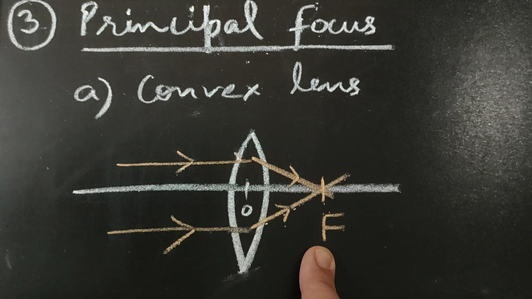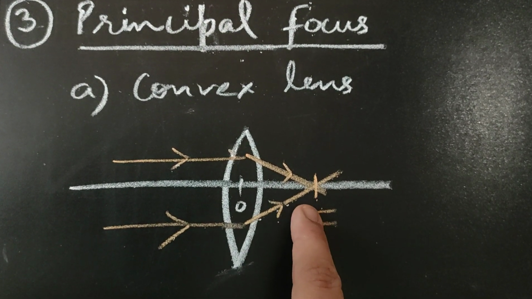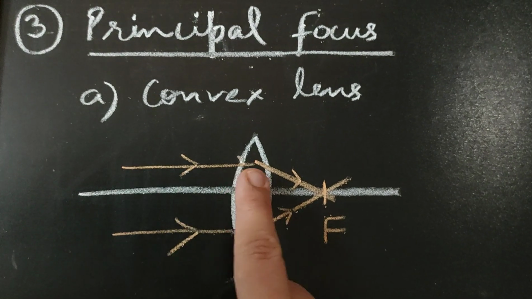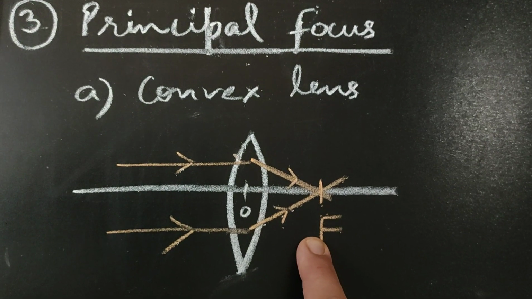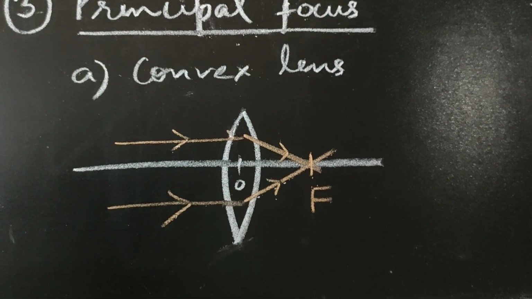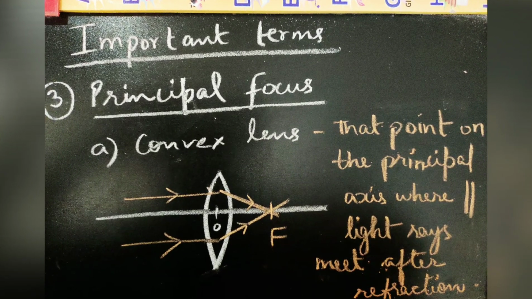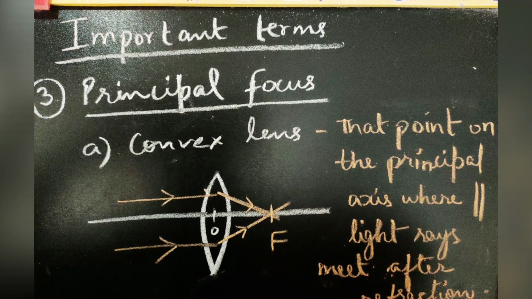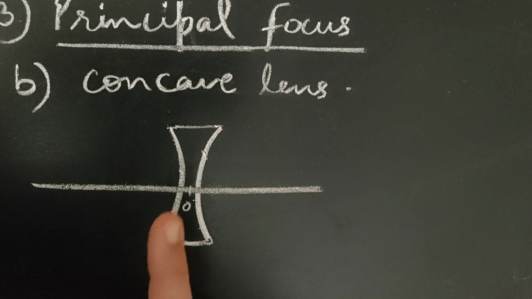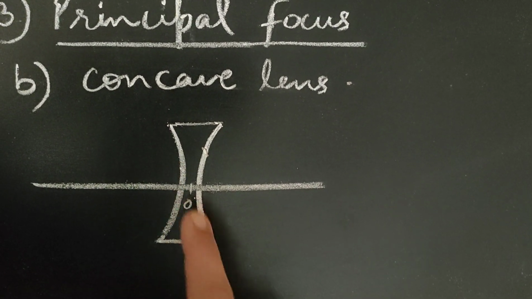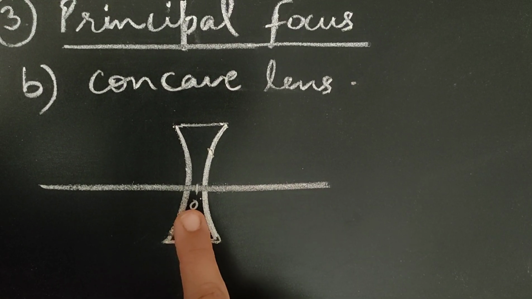I again repeat, we define the principal focus of a convex lens as that point on the principal axis where parallel light rays after refraction meet. Now, the principal focus for a concave lens. I have drawn a concave lens here, drawn a principal axis also, and marked the optical center.